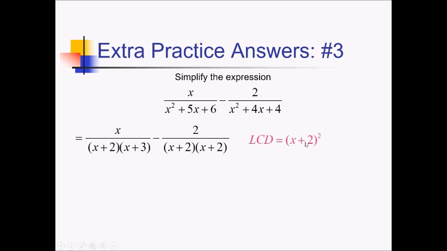One way you can think about this, the LCD needs to have whatever you would need to cancel out both denominators. You're not going to be able to cancel out both of these x plus 2s unless you have 2 of them in the LCD. All right, so now we also need, looking at our other factors, this x plus 3. We need one of those in there as well. So this is our LCD. We're now going to multiply one or both of these fractions by whatever we need to get this LCD.